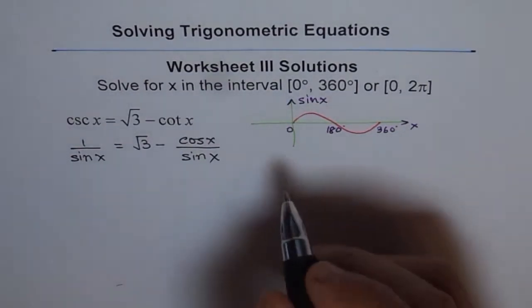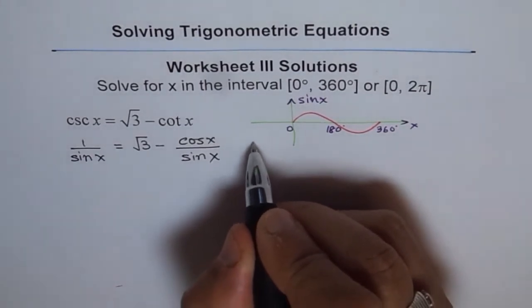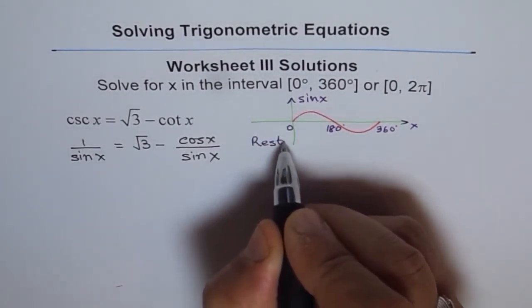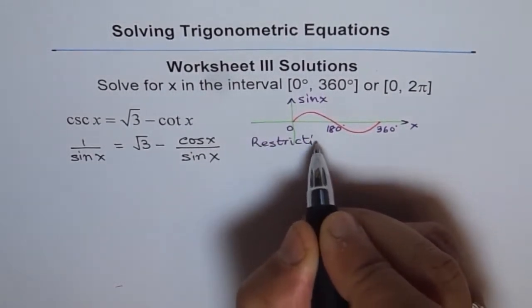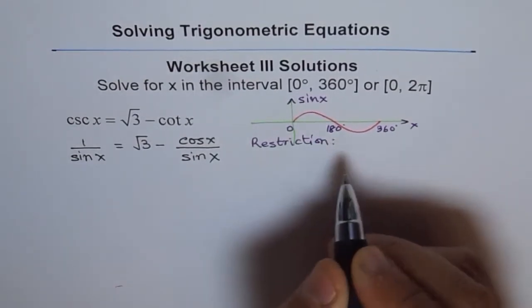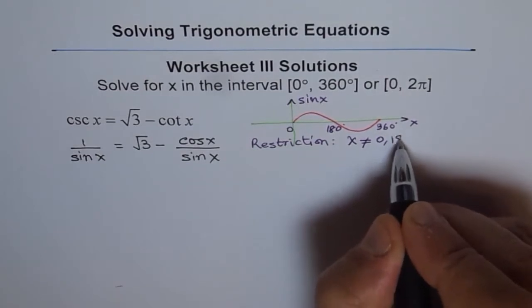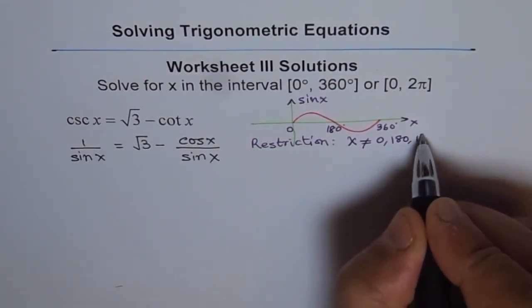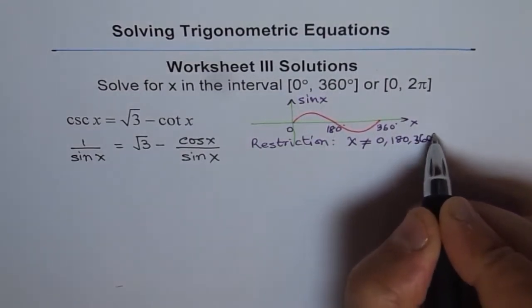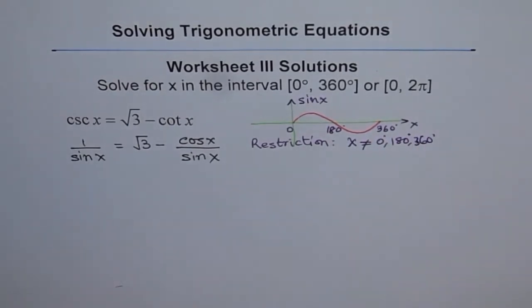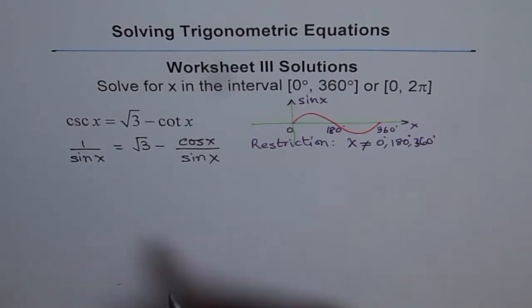So first thing you should note is restrictions. So you should write down your restrictions here. In your domain of 0 to 360 degrees, the restriction is that x is not equal to 0 or 180 degrees or 360 degrees, correct? So that is kind of the most important thing to do at this stage. Now let's move on and try to find the solution.